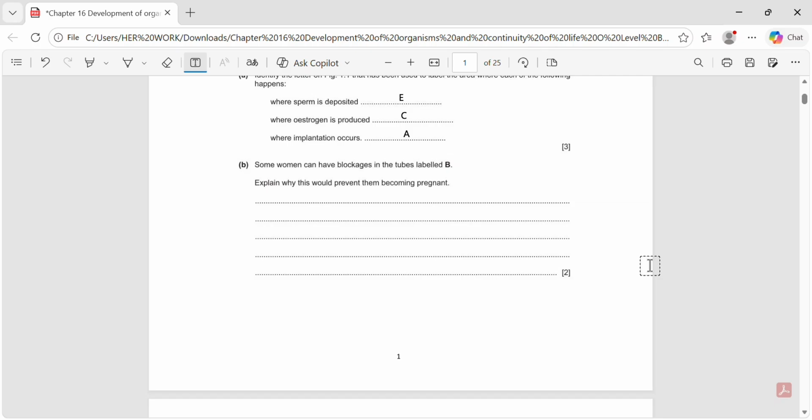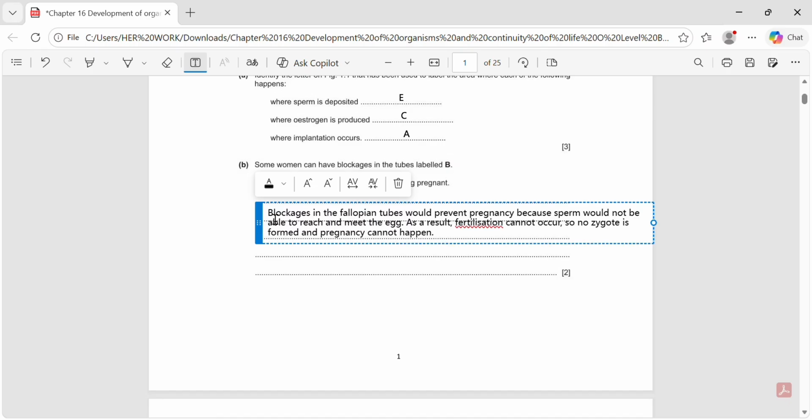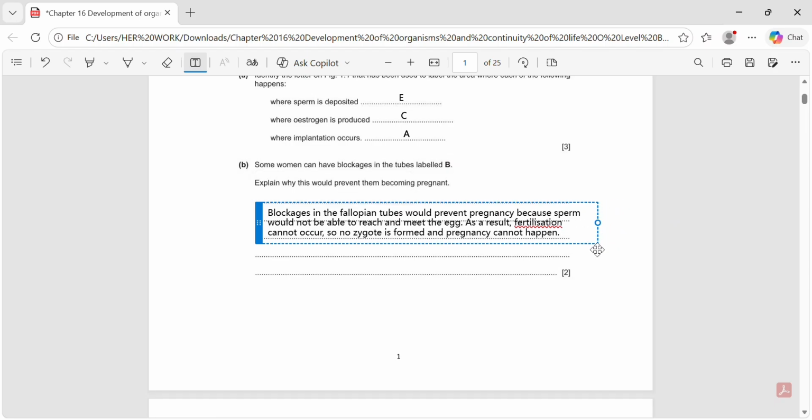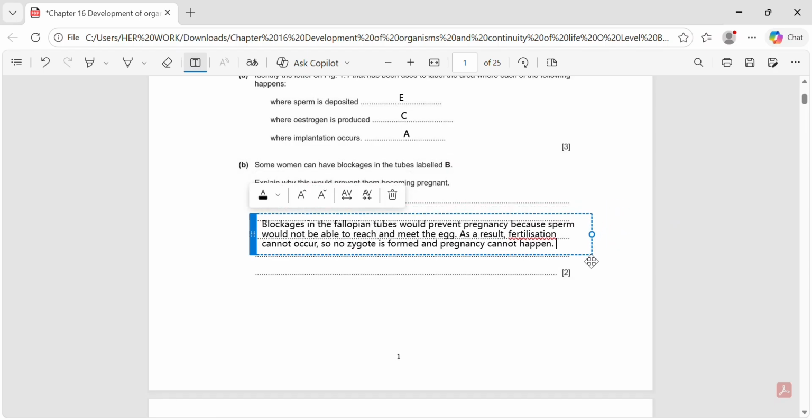In the human reproductive system, the egg is released from the ovary and enters the fallopian tube. At the same time, sperm enters through the vagina, passes the cervix and uterus, and then travels up into the fallopian tube. So the fallopian tube is not just for the egg, it is the place where both the egg and sperm meet. So here, we need to explain what goes wrong when this pathway is blocked and how that affects fertilization. The answer we will write is, blockages in the tubes labeled B, which are fallopian tubes also called oviducts, would prevent pregnancy because sperm would not be able to reach and meet the egg. As a result, fertilization cannot occur, so no zygote is formed and pregnancy cannot happen.